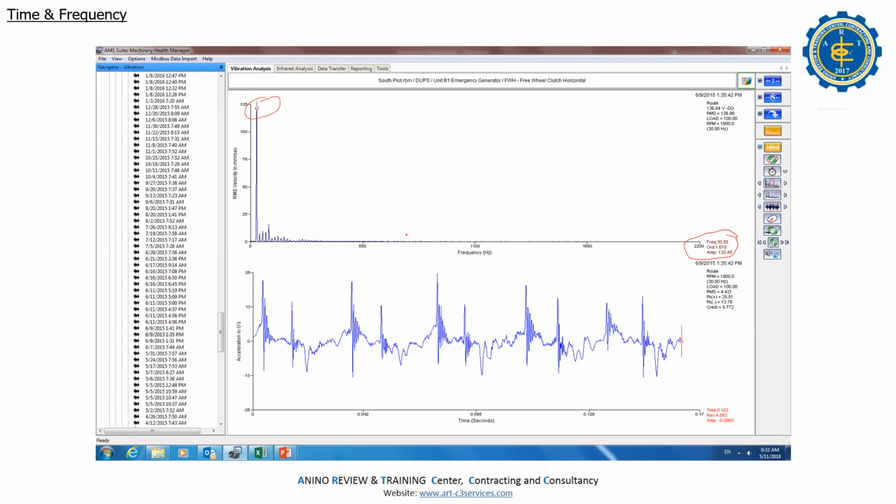So what action did you take, sir, when you got this much? We replaced the clutch. And this clutch is special; maybe you can search for it. Maybe this is a special clutch. See the impact.